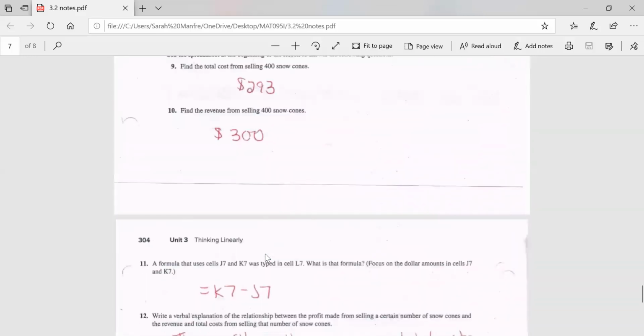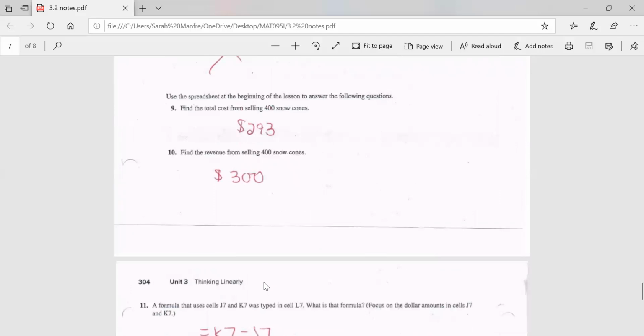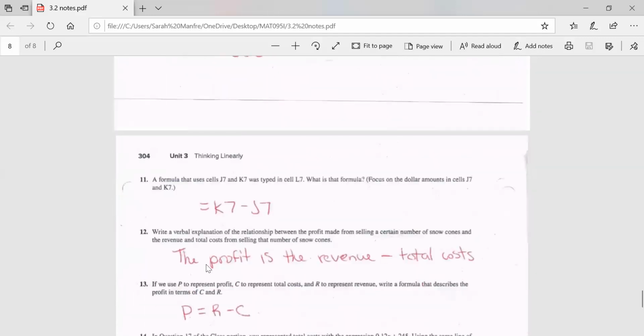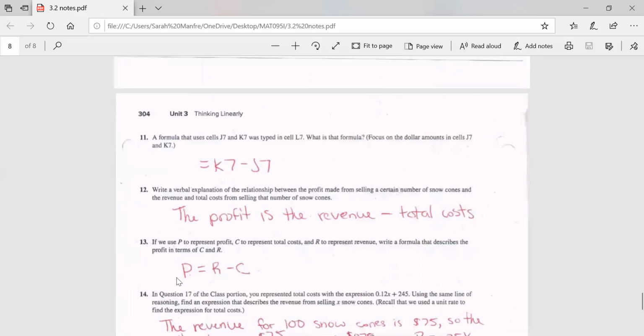Okay, the formula that uses cell J7 and K7 was typed in cell L7. What's the formula? We subtract, okay? That's because we're trying to do revenue minus total cost, okay? Because that will actually tell you the profit. Okay, and it tells you here what is the verbal explanation. The profit is the revenue minus the total cost. If we were to put that as an equation, profit is equal to revenue minus cost.